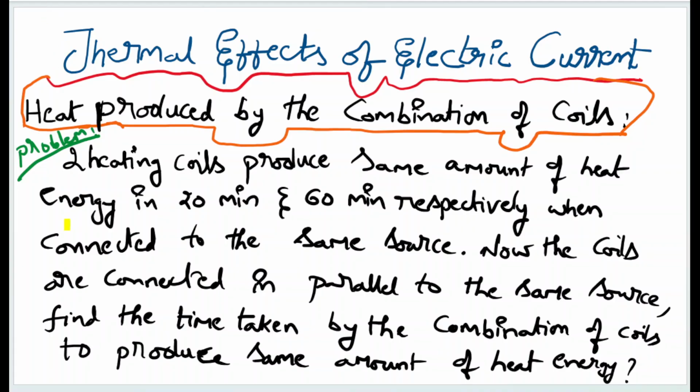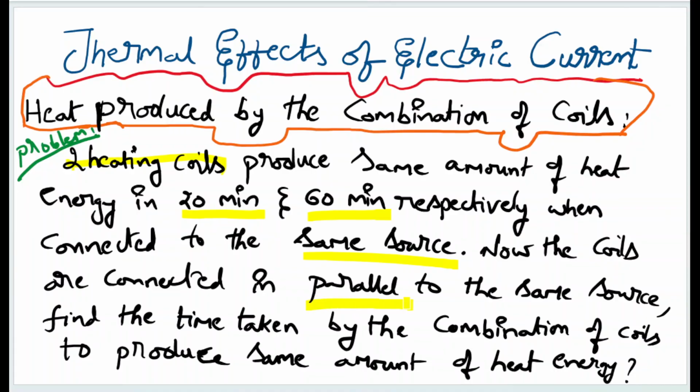Here two heating coils are there. They produce the same amount of heat energy in 20 minutes and 60 minutes respectively, when connected to the same source. Here the important point we have to remember is same source. Both the coils are connected to the same source. Now the coils are connected in parallel.